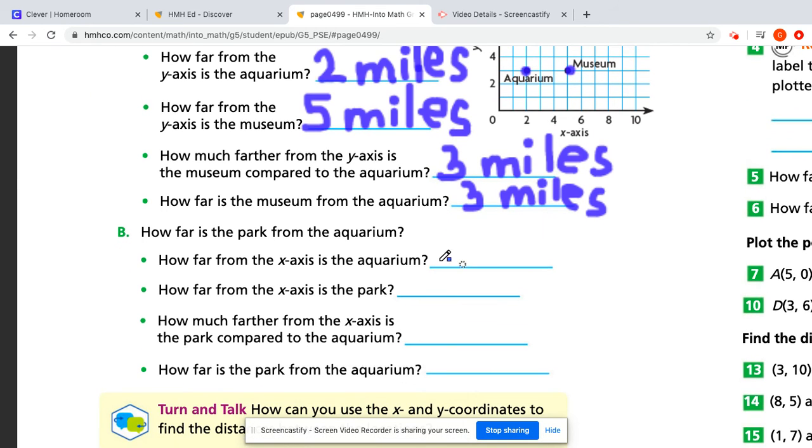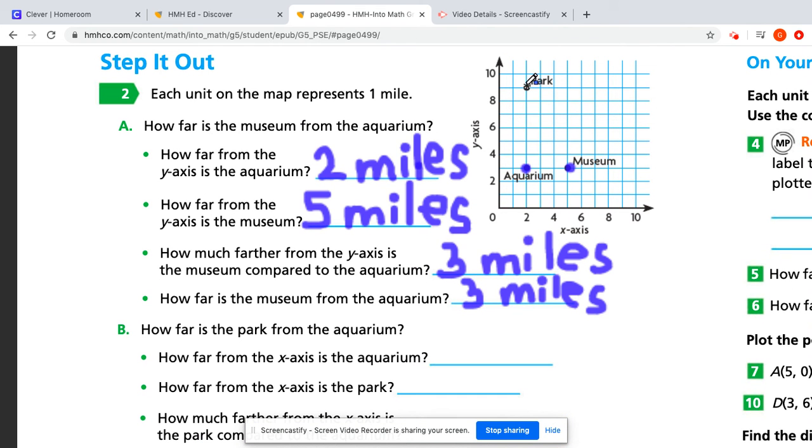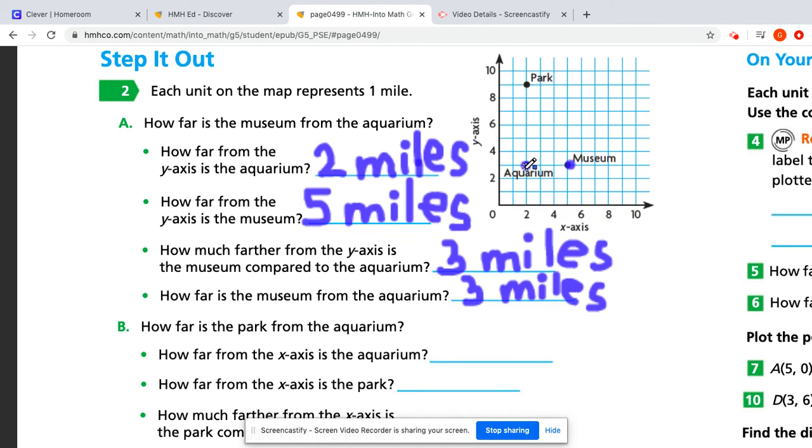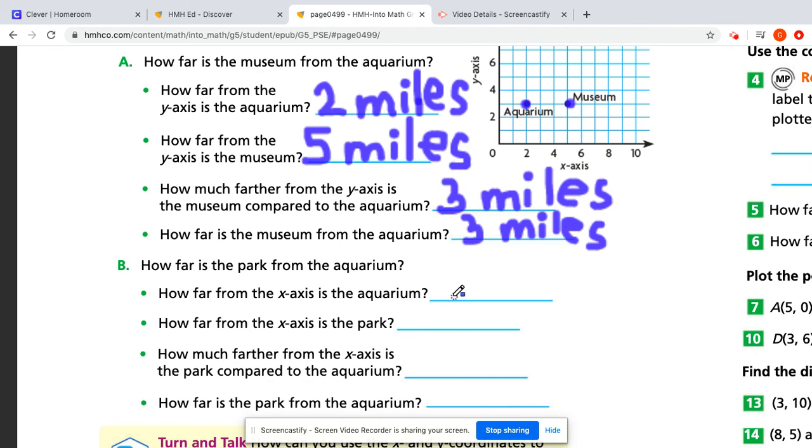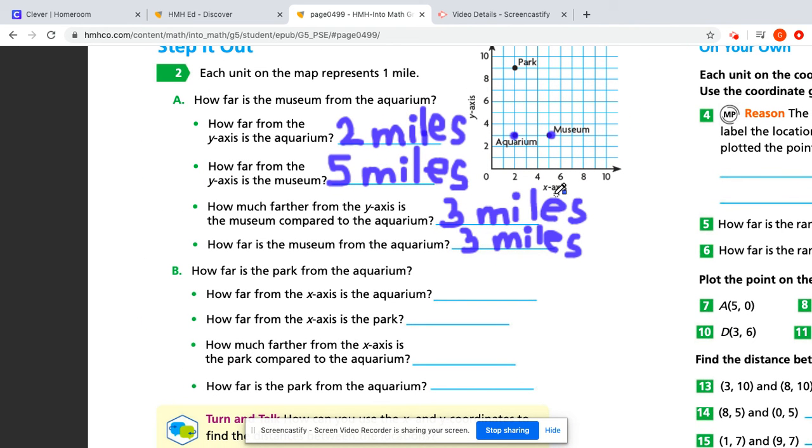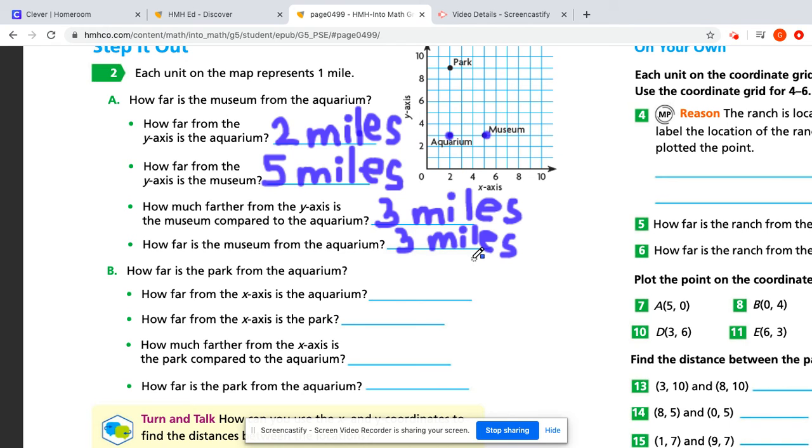Okay, the next part, it wants you to figure out how far the park is from the aquarium. So here's the park up here. This is the aquarium. It asks you first how far is the x-axis from the aquarium. So you would see how far this is from the x-axis, and then it asks you how far is the x-axis from the park. You would figure out how far the x-axis, this line, is from the park, and then what is the difference between those 2 points. And then finally you would say, oh, okay, the distance is this many miles. And remember to label, label, label.